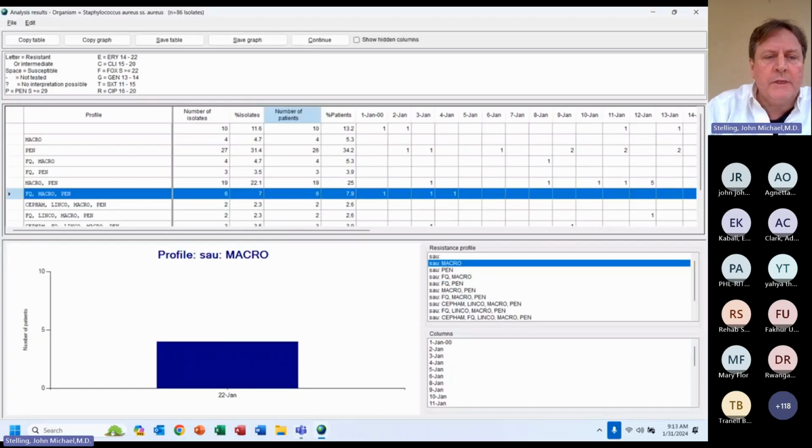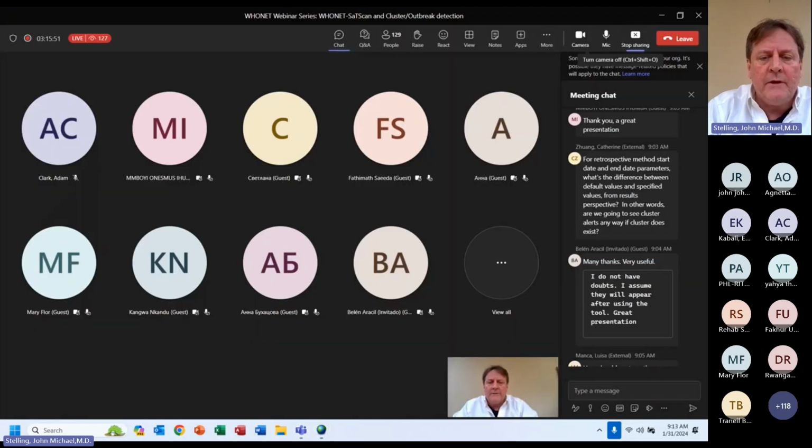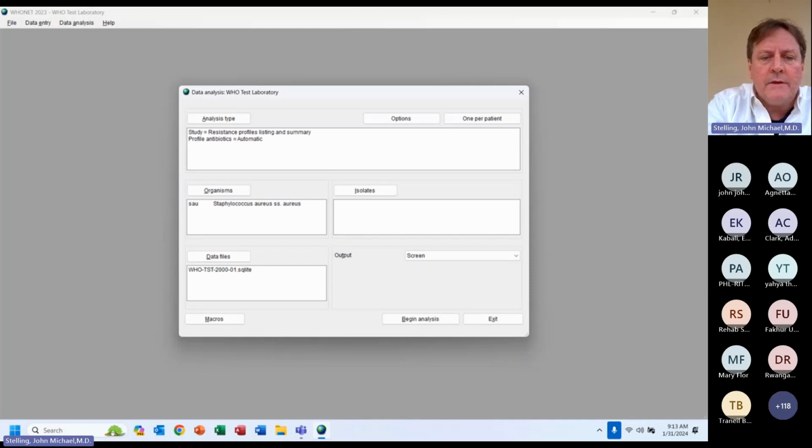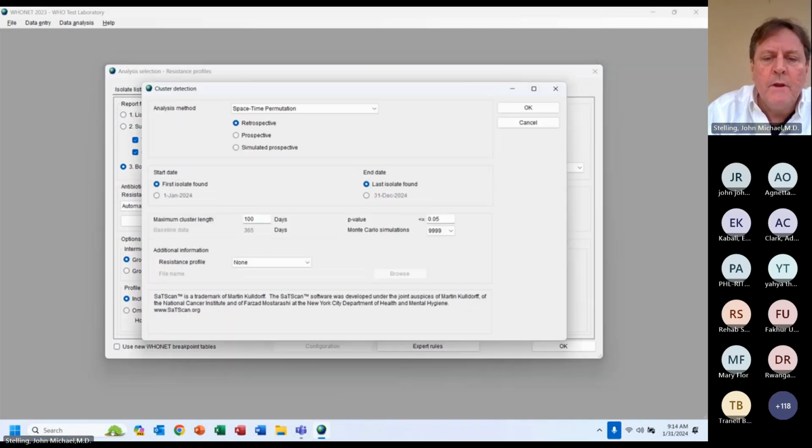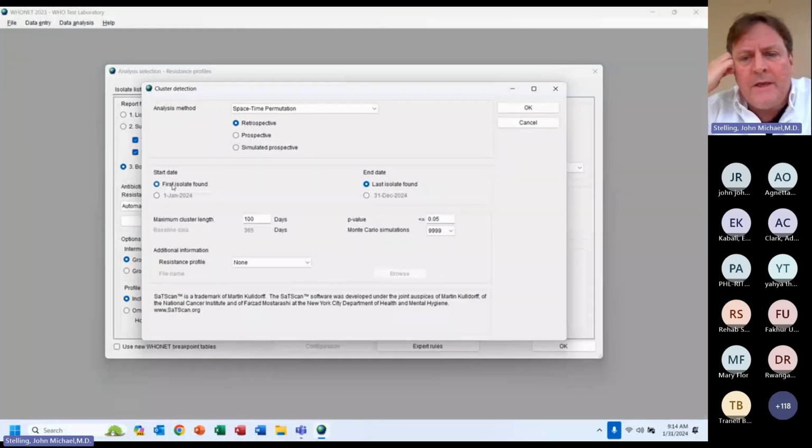Okay, so let me go to that. We'll continue out of here, and analysis type. And let me just put this back to resistance profile. And let's see. Yes. To make things simple for everybody, we just put first date to last date. That way you don't have to keep track of the time period you are utilizing.